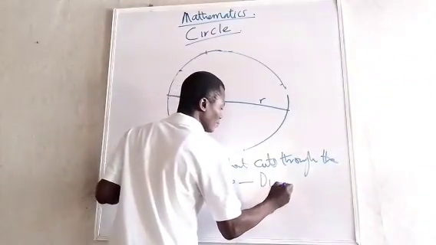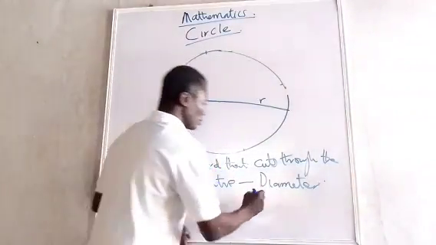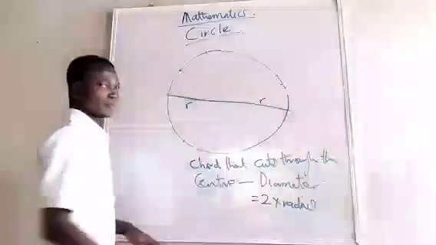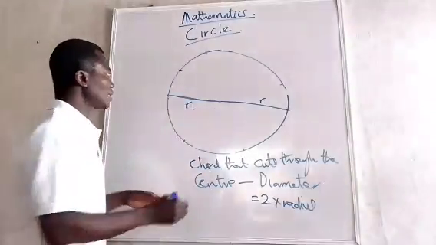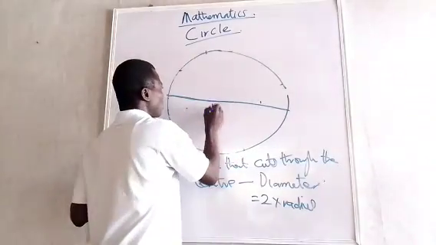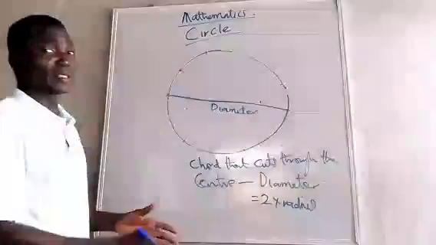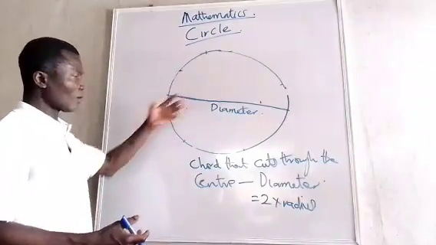The diameter. So this diameter is the longest chord, and it is equal to 2 times radius. So you can see it is equal to 2 times radius. Very easy to know. So here we have diameter. Now since you have known this little part, you can do little calculation on the circle.